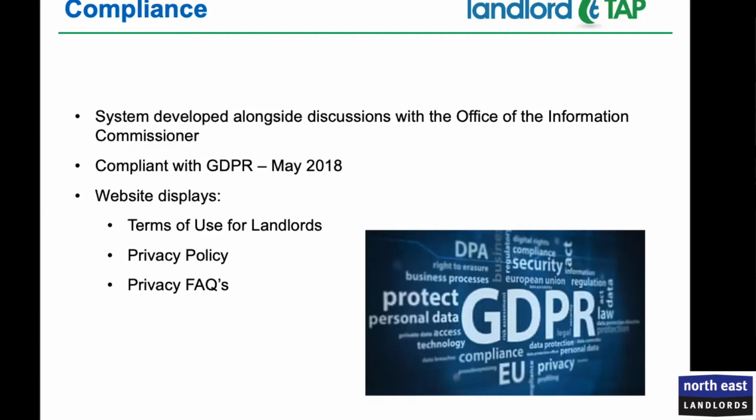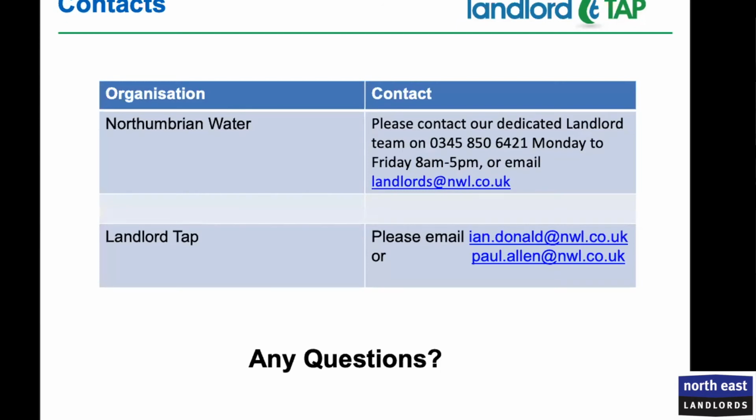So at Northumbrian Water, we do have a dedicated landlord team. The email address is landlords@nwl.co.uk if you want any more information. Or we do have a hunt group number, which is 03458506421. Just to let you know, most of us are working from home at the moment. I'm working in the office a couple of days a week, but we will get back to you as soon as we can.